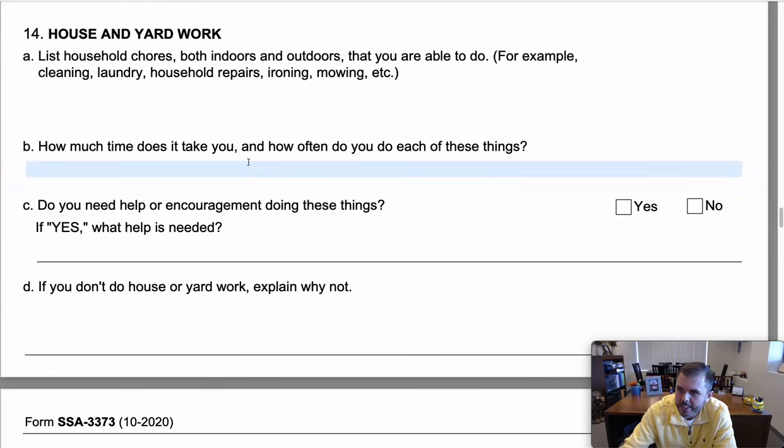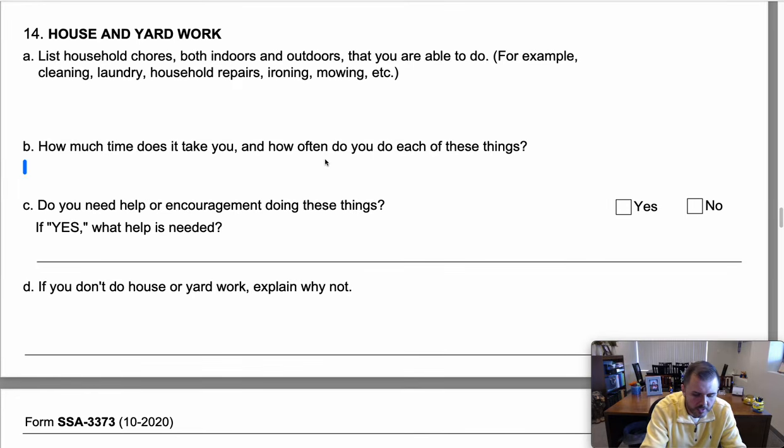How much time does it take you and how often? So this is where, if you need breaks, you need to put that in here. So you might want to say 2 hours total due to breaks. And again, we're not going to say the frequency of the breaks at this point. We're not going to say how long each break takes because that corners us into that response. So we're going to leave that blank for now. We're just going to say due to breaks.